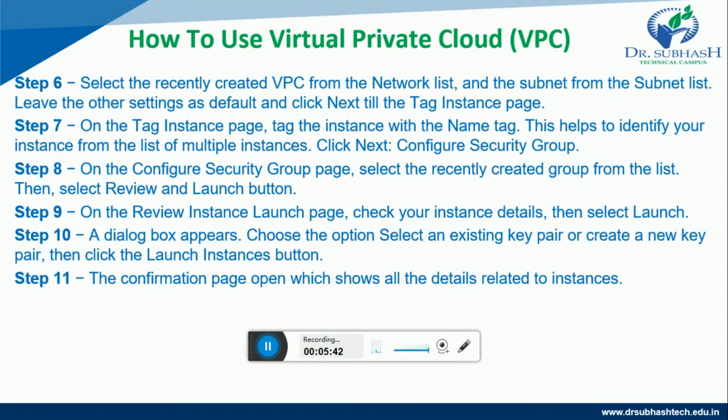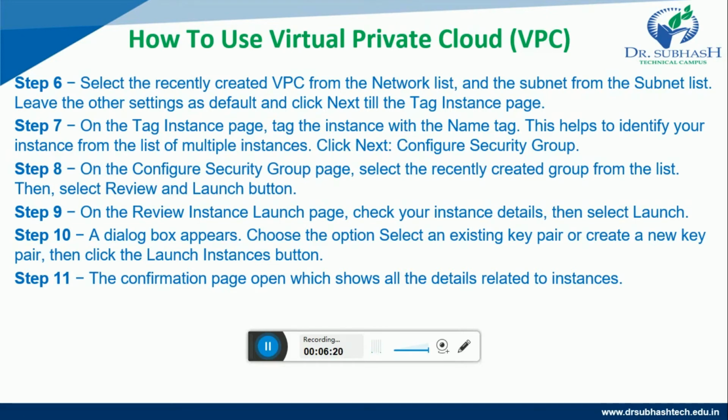Then after, you have to go to step 8. On the configure security group page, select the recently created group from the list and then select the review and launch button. In step 9, on the review instance launch page, check your instance details and then select launch. In step 10, a dialog box appears. Then you have to choose the option select an existing key pair or create a new key pair, then click the launch instance button. In step 11, the confirmation page opens, which shows all the details related to instances.